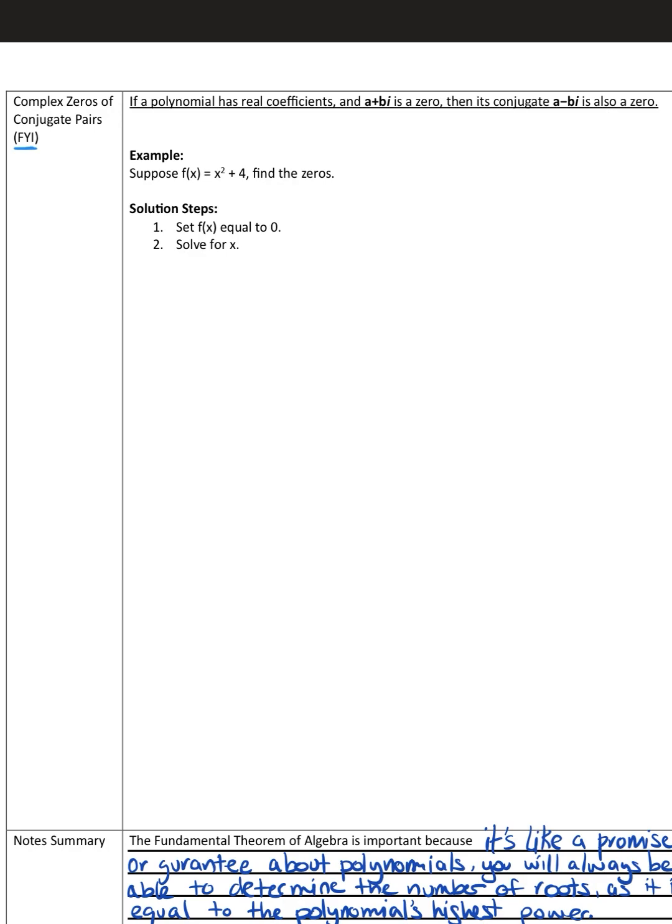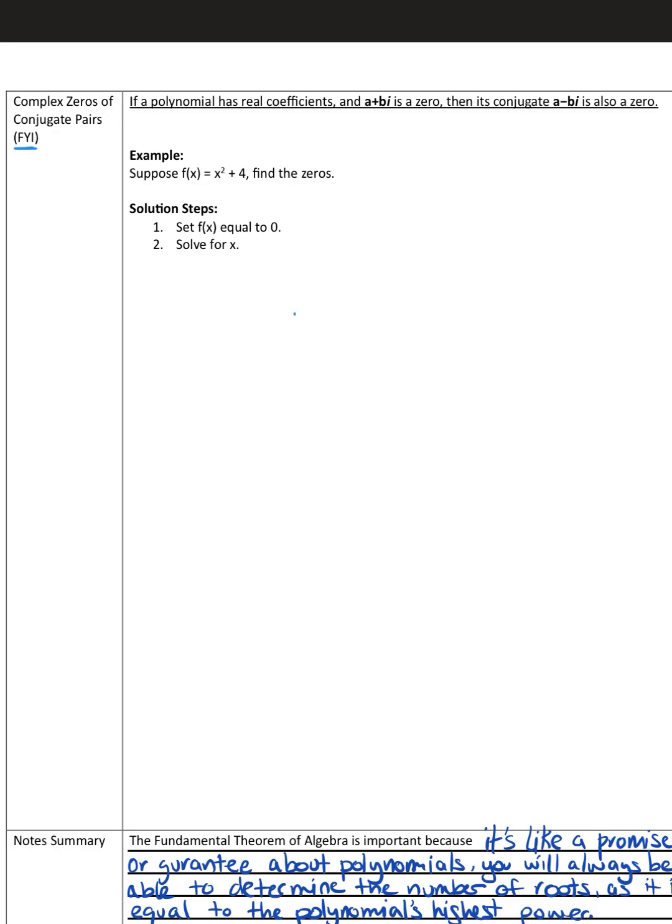All right, so it basically tells you that if you have one complex zero, because of the theorem of conjugate pairs, you will find the other one. Let's just look at it. Suppose that we had f of x is equal to x squared plus 4. Find the zeros. The solution step says, first you take f of x and set it equal to 0.